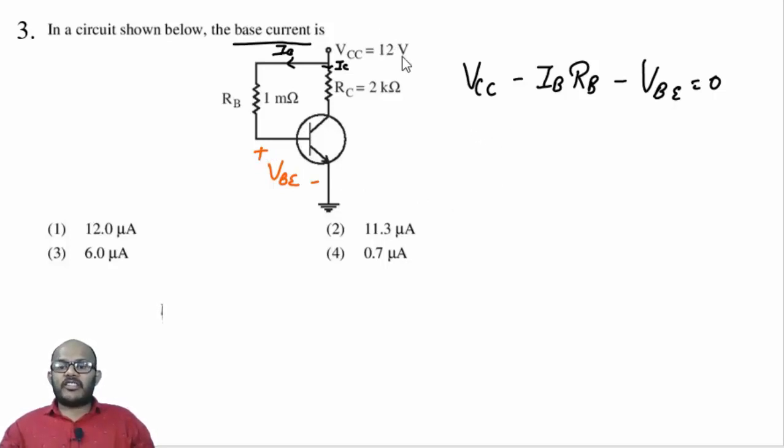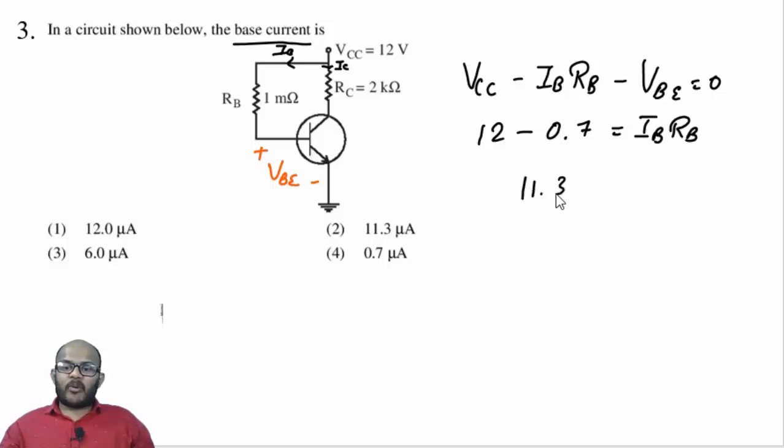Now what is the value of VCC? It is 12 minus the value of VBE, which is 0.7, equal to IB times RB. Now 12 minus 0.7, which is 11.3, divided by the resistor value RB, is equal to IB. Now look at the values of current.